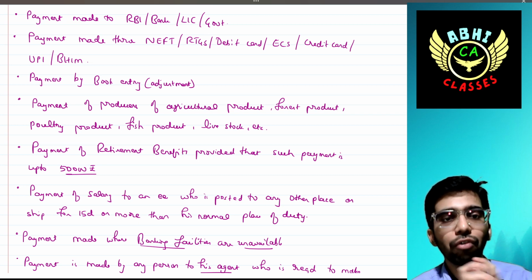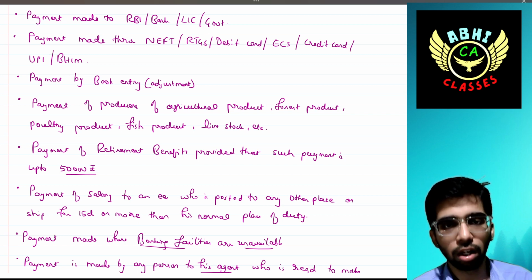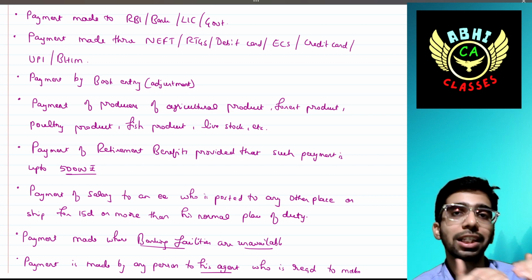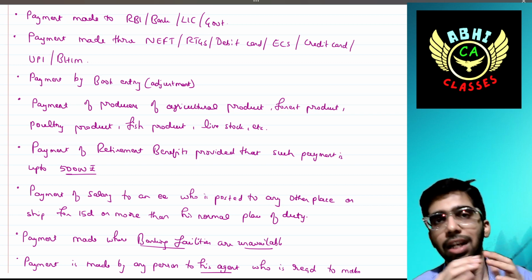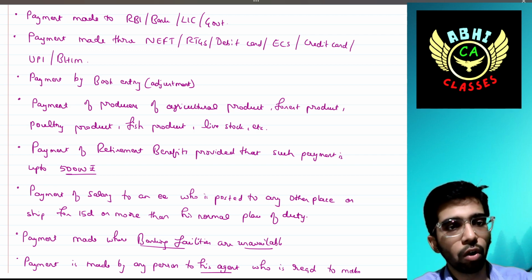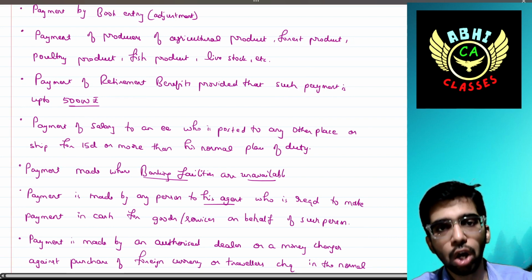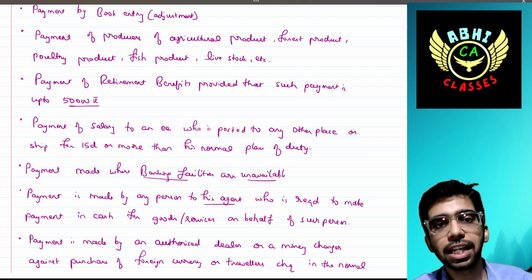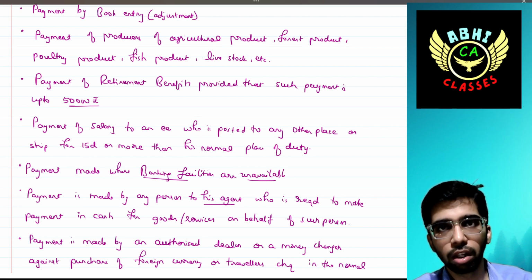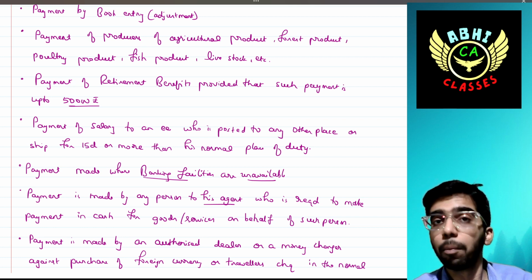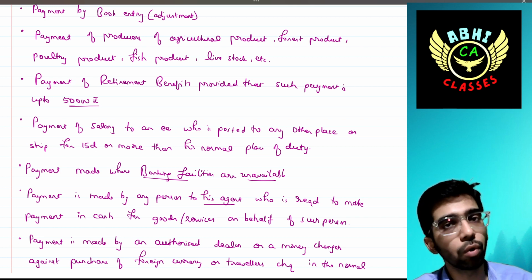Okay, then payment of retirement benefits, gratuity or any other such payment up to 50,000. Here the limit would be seen not as 10,000 or 35,000. We have to see the limit as 50,000. Up to 50,000, the cash can be provided. Okay, next, payment of salary to an employee who is posted to any other place or ship for 15 days or more than his normal place of duty. If he has been posted to any other place for 15 days or more and the cash payment is made to him, that's also okay.